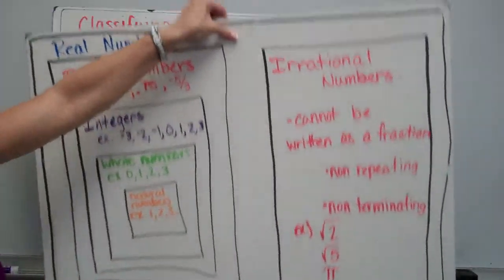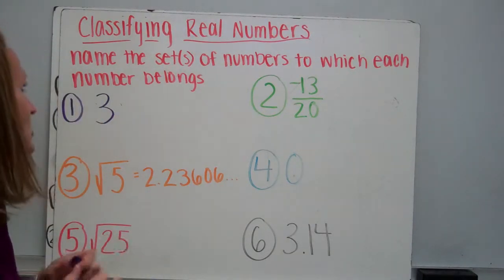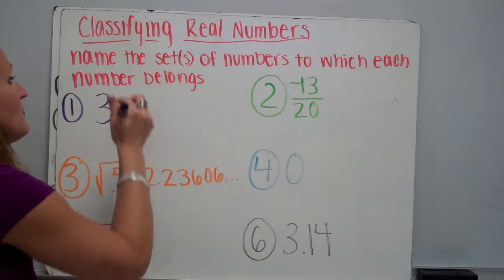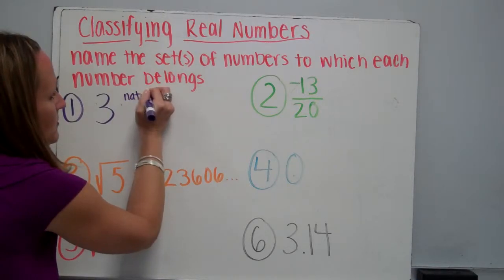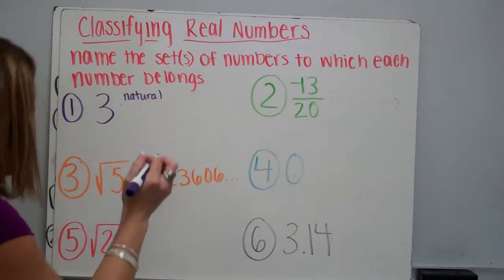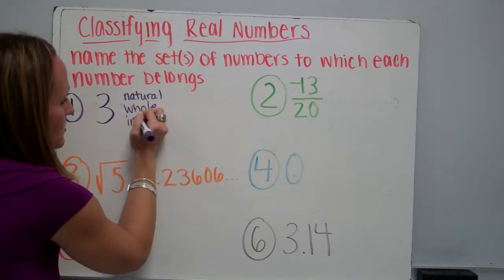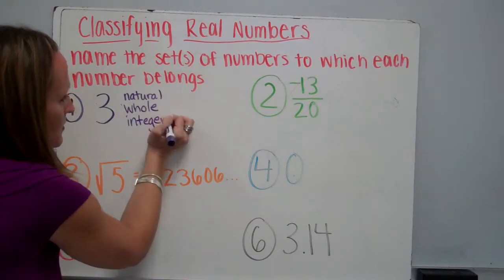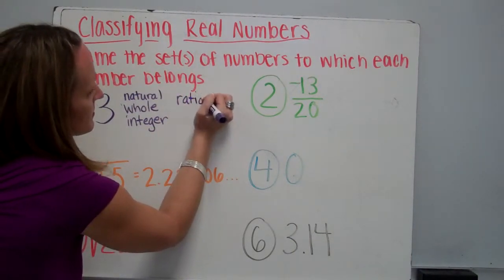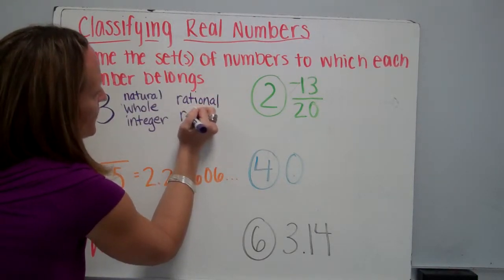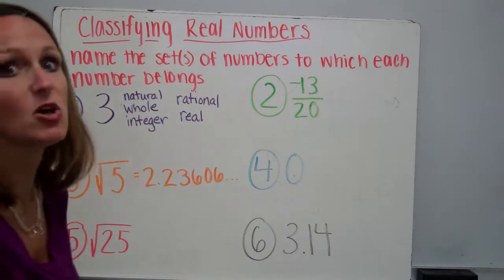So let's look at some examples and classify them. So let's say we're looking at the number 3. Well, 3 is a number that we say when we count. So it's a natural number. Okay. It's also a whole number. It's also an integer. Okay. It's a rational number because it can be expressed as a fraction. And it's part of the real number system. So the number 3 is all of them.